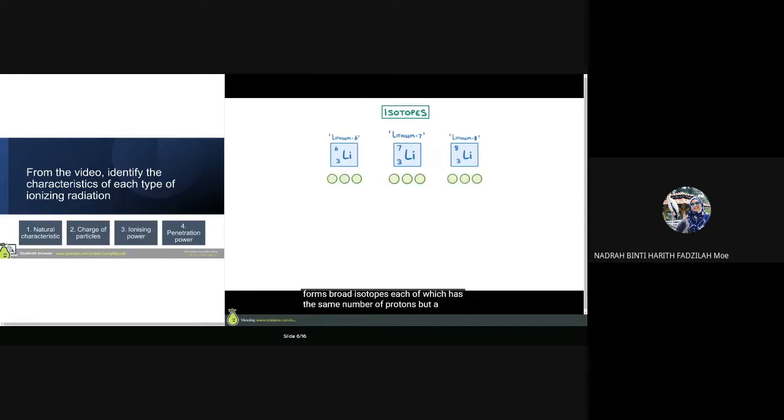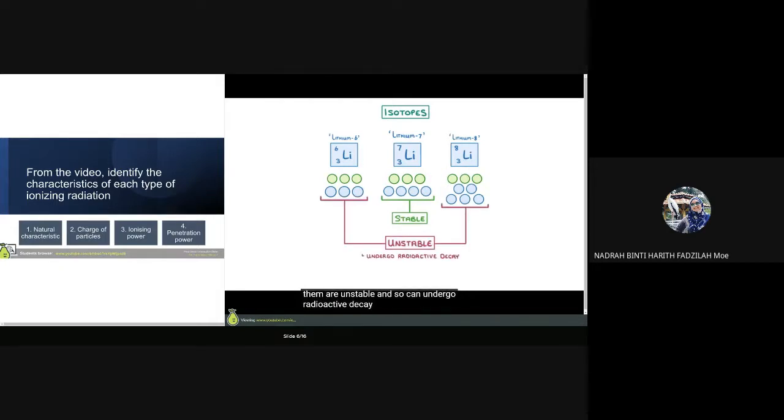We saw in the last video that each element comes in a number of different forms called isotopes, each of which has the same number of protons but a different number of neutrons. Importantly though, only one or two of an element's isotopes are stable, while the rest of them are unstable and so can undergo radioactive decay, which is where they emit something so that they can change slightly and become more stable. So when we say that a material is radioactive, all we mean is that it consists of unstable isotopes that can decay.